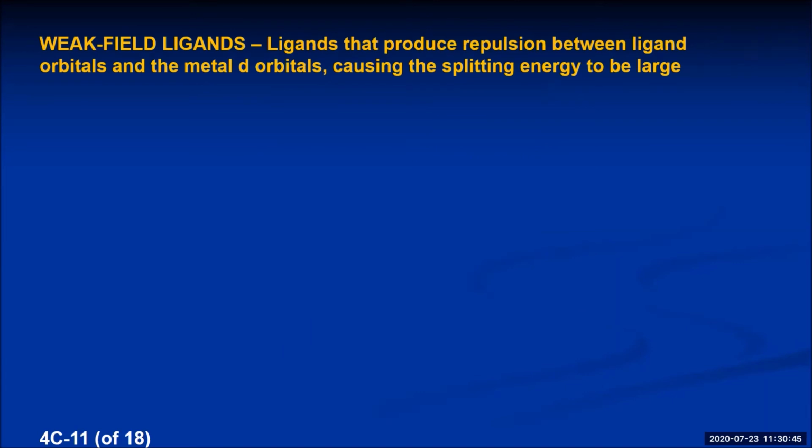Now, what's a weak field ligand? These are ligands that produce repulsion between ligand orbitals and the metal d orbitals, and it causes the splitting energy to be, actually, I should say, small instead of large. That's a mistake there. So it should cause the splitting energy to be small. The types of things that are weak field ligands are things that have lone pairs in their outer shell, and most commonly are halogen ions: iodide, bromide, chloride, and fluoride.